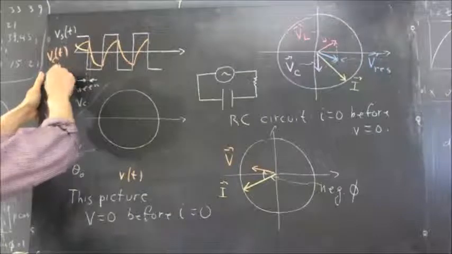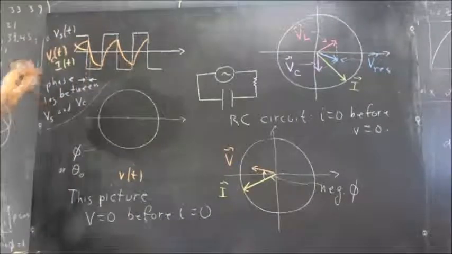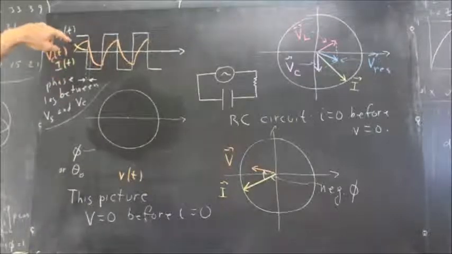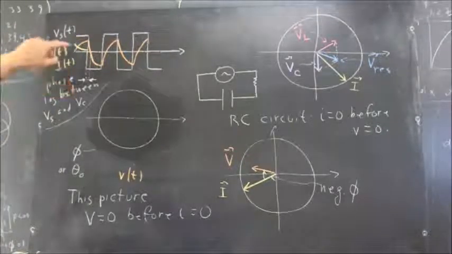So the current is going to be I of t, and I'm going to use yellow to label that, and yellow to indicate this curve.